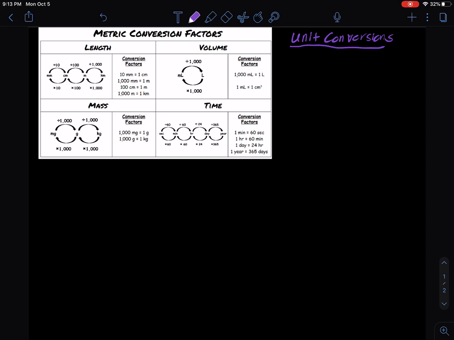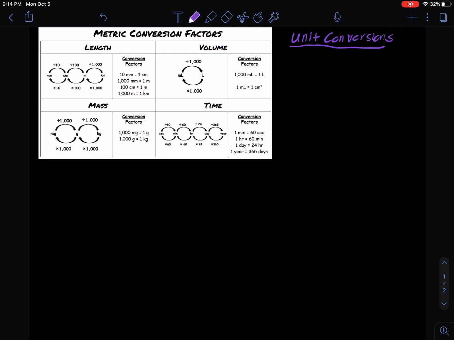A lot of times we will be measuring our masses in grams, lengths in centimeters, volumes in milliliters, but you need a different unit when actually working through the calculations. For example, if you're working with force, just as an example, you need mass to be in kilograms, not grams. But we don't measure in kilograms, we measure in grams. So you have to know how to convert it.